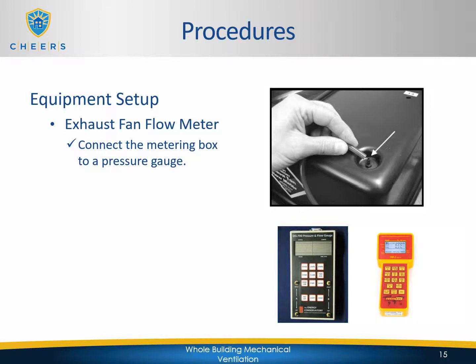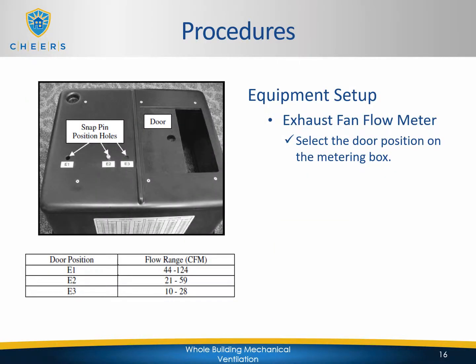For the exhaust fan flow meter, in order to set it up, you want to connect the metering box to a pressure gauge. And it doesn't matter which pressure gauge you're connecting it to. You can work with both the Retrotec and Minneapolis gauge. You then want to select the door position on the metering box based on the flow range of the mechanical ventilation system that you're about to test.